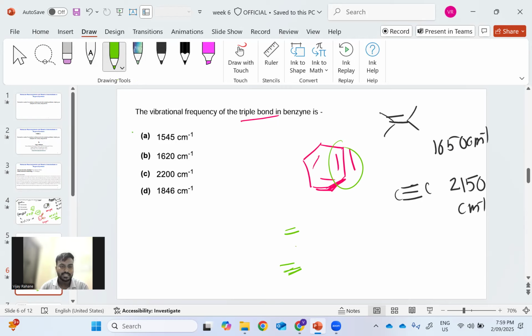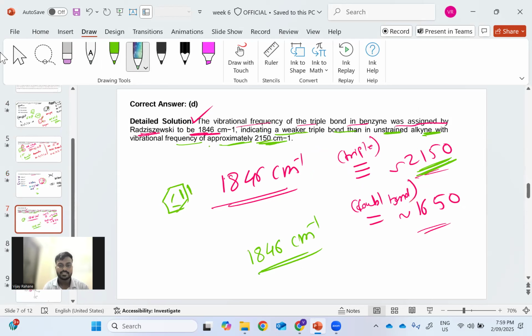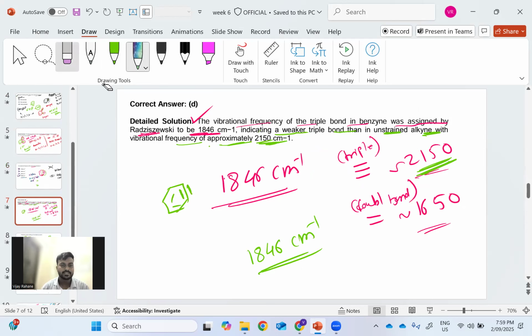So I will just neglect the wrong options. In this case, 1544 centimeter inverse is the wrong option. This is again wrong, and this is again wrong. So this is the correct option here, which is in between the double and triple bond. So here is the statement for that one. You can refer to this.